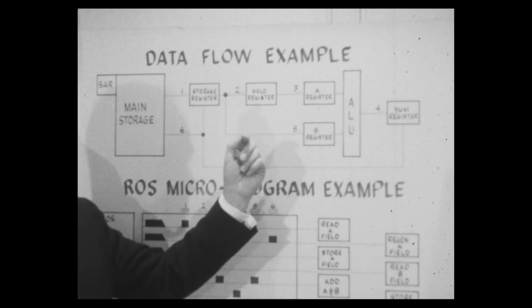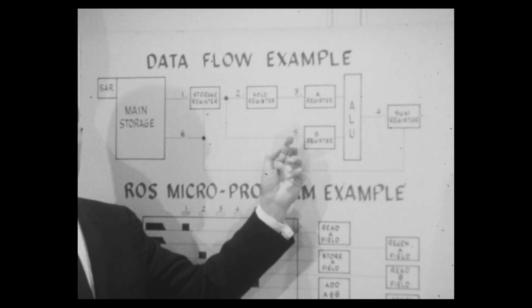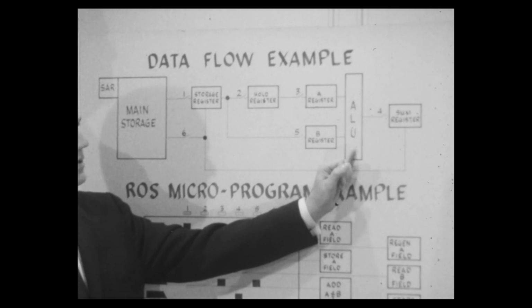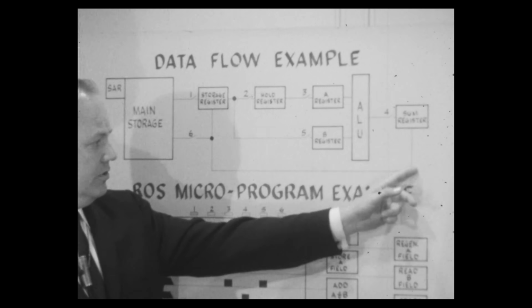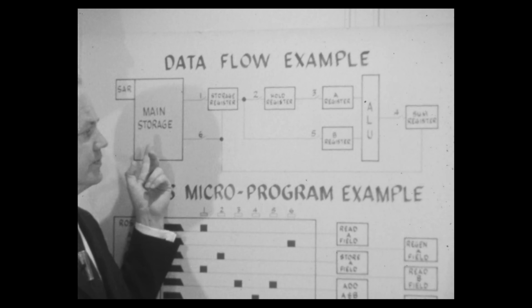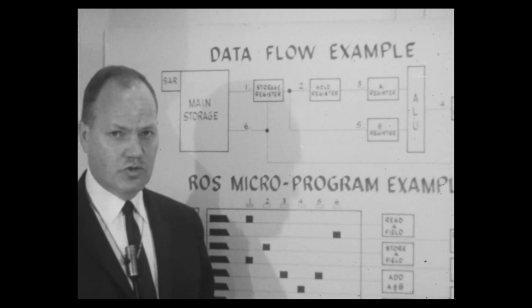We'll have an A and a B register or an X and Y register or a P and Q register, whatever terminology you wish to use, associated with the arithmetic and logical unit. And of course we'll have a sum register in this case to get our results back into main storage. Now, a very simple basic data flow, but how are we going to control it?